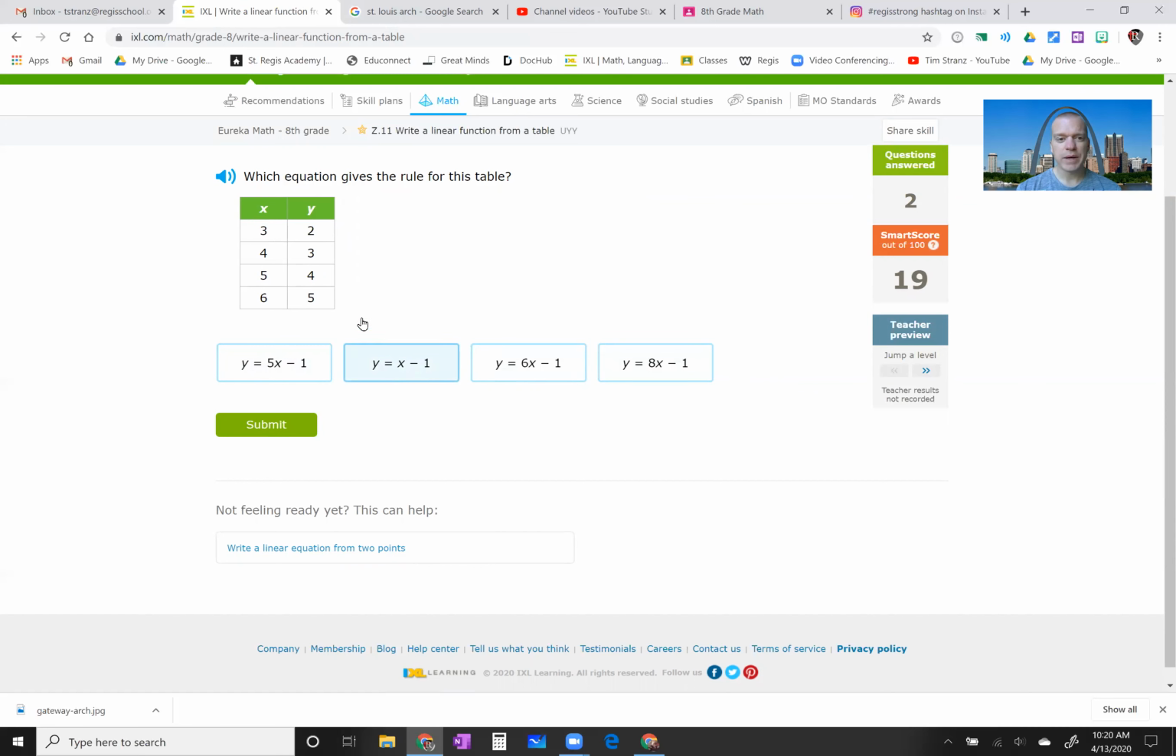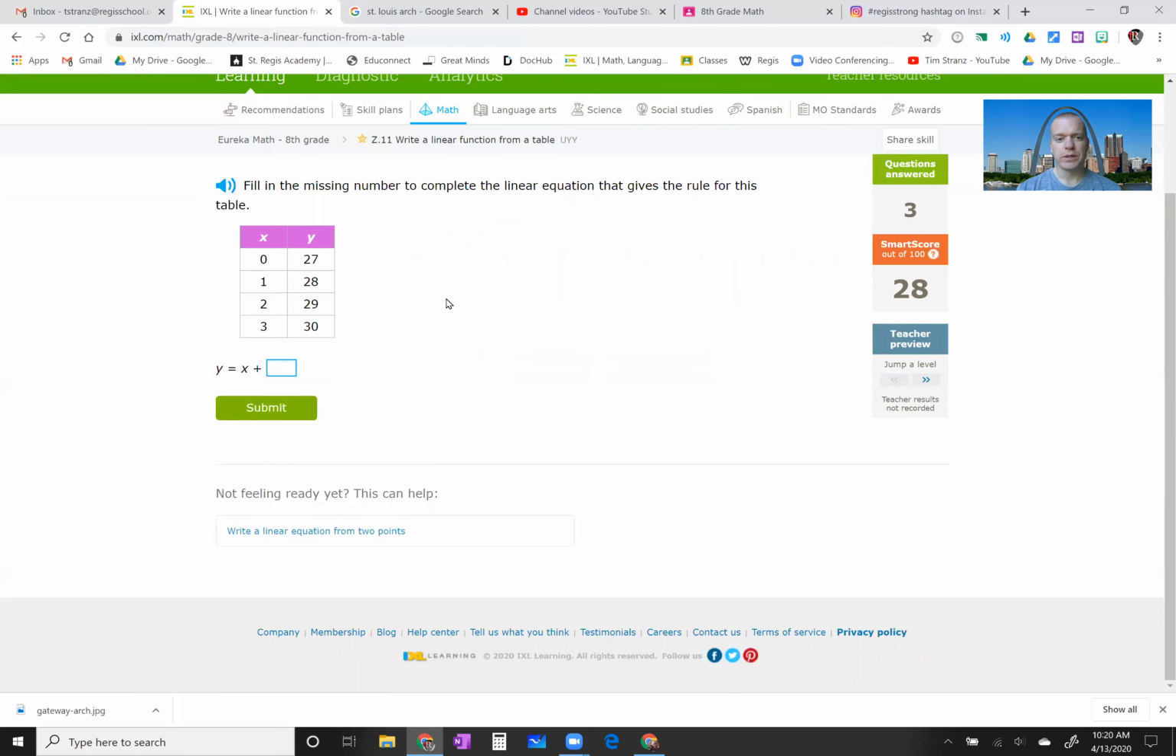Let's look at the next one. Y equals x minus 1. So 2 equals 3 minus 1. Yep, that works. 3 equals 4 minus 1. Yep, that works. So you know it's going to be that one. Let's look at another one.